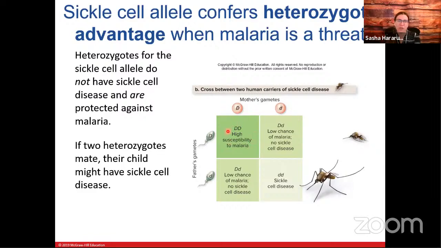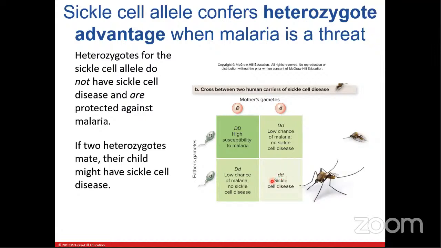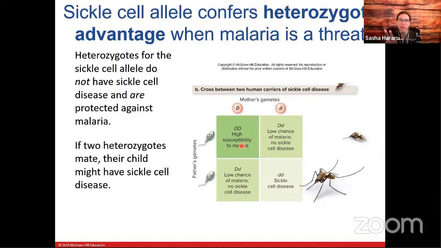So are you asking why this one is highly susceptible, but this one is not? Yes. Okay. So we're working with two things here: malaria and sickle cell disease. Okay, so malaria is caused by a parasite.